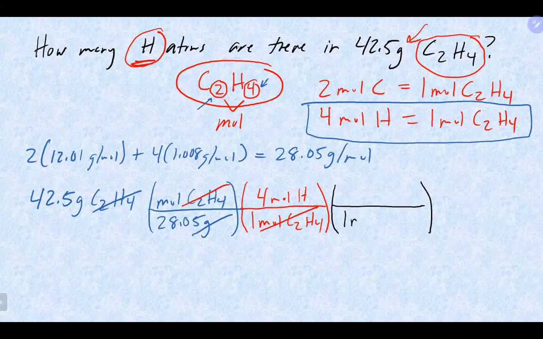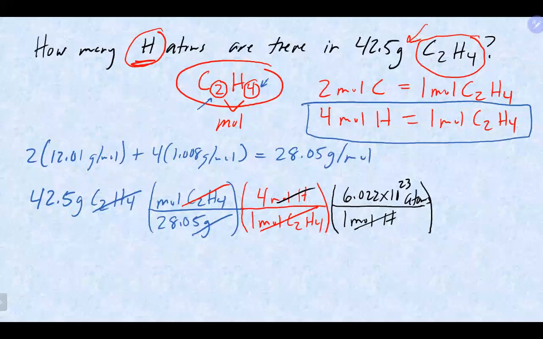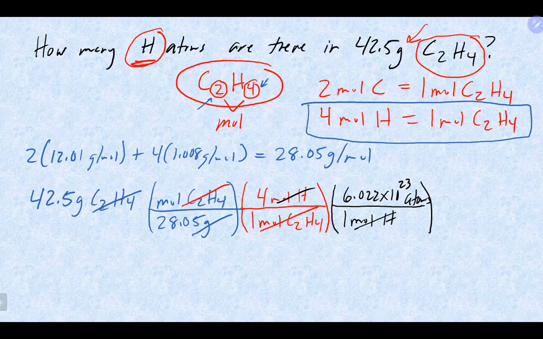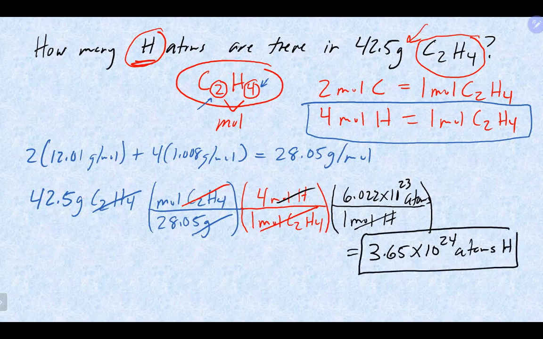And that would mean that 1 mole of hydrogen would be 6.022 times 10 to the 23 atoms. The moles of hydrogen would cancel. We're going to multiply everything on top together. So 42.5 times 4 times Avogadro's number using our exponent button. We're going to hit equals, and then we're going to divide by what's on the bottom, which is basically 2805. And that would get us about 3.65 times 10 to the 24 atoms of hydrogen are present in that particular formula.